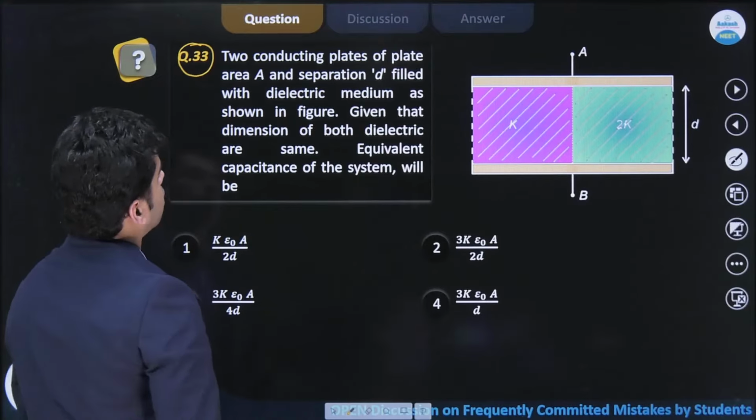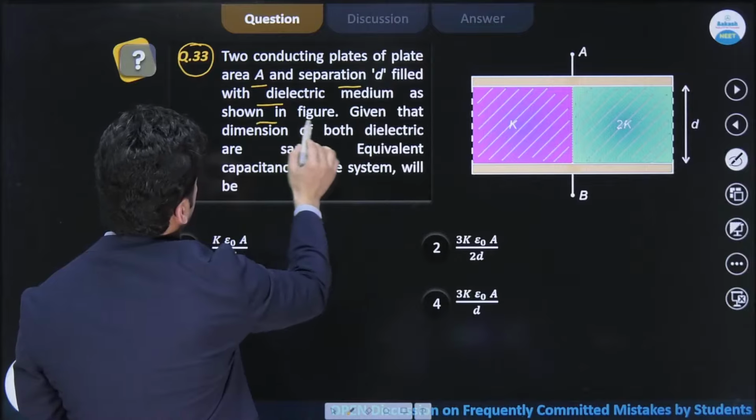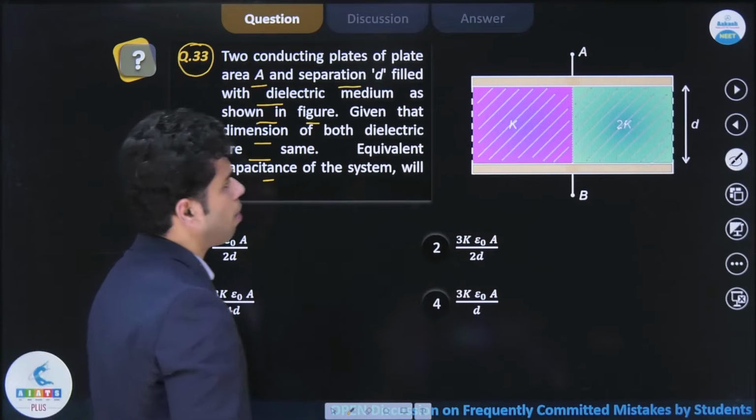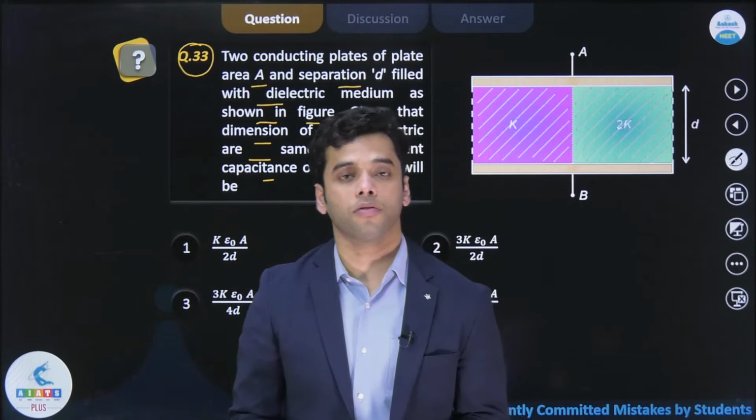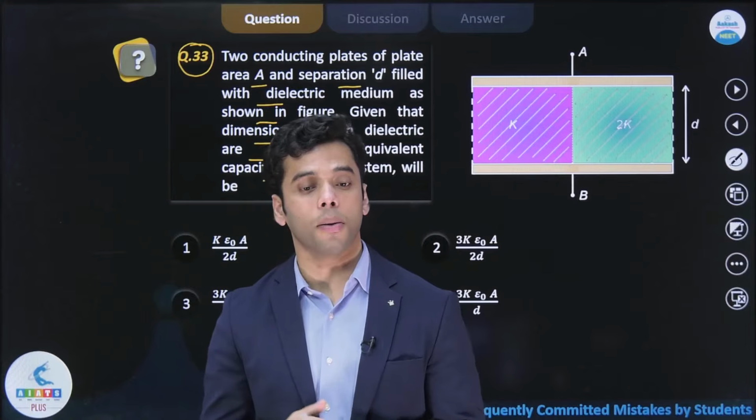Two conducting plates of plate area A and separation D filled with dielectric medium as shown in figure. Given that dimension of both dielectric are same, equivalent capacitance of the system will be. You have to find out the equivalent capacitance of the system. Okay? And you have the dielectric field.